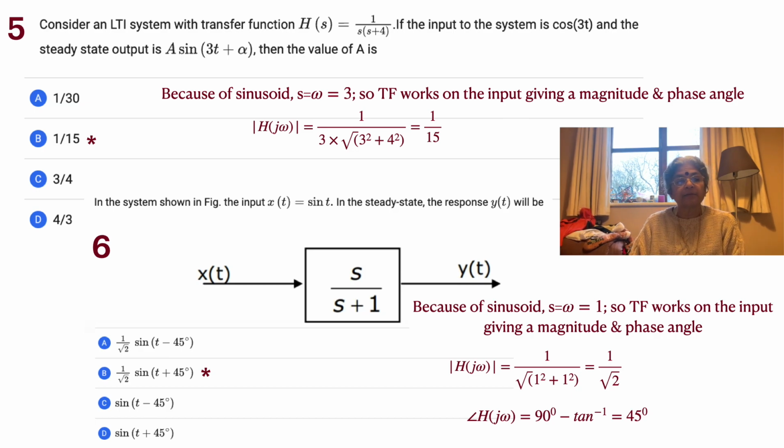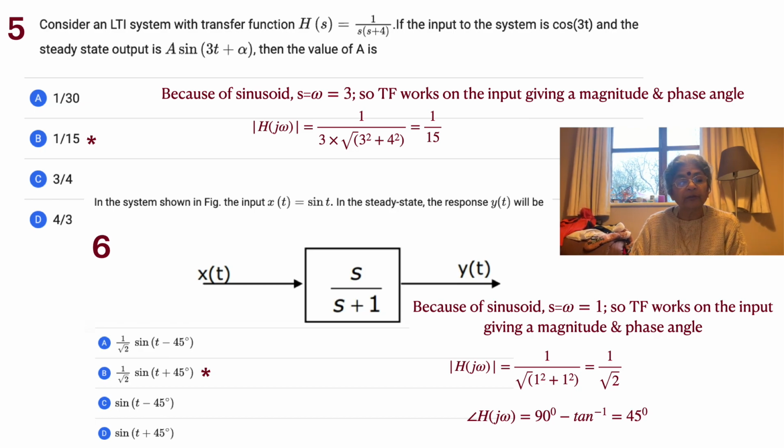So let's read the sixth one. We see that x(t) is given and y(t) is coming out. What works on the input is going to be s by s plus 1. Unlike the earlier case, where it was 1 by s times (s plus 4), here it is s by s plus 1. So there is a pole as well as a zero working on the input to create a particular kind of output.